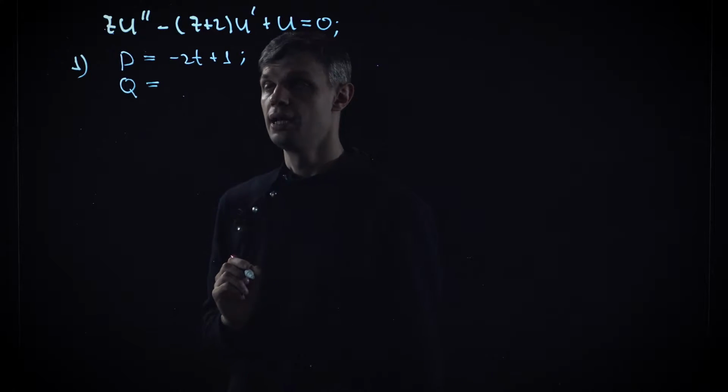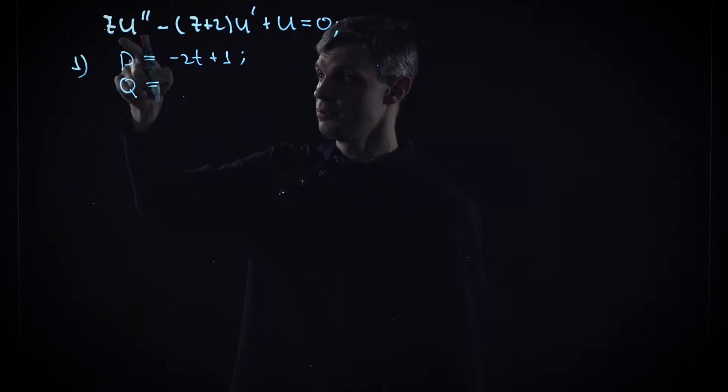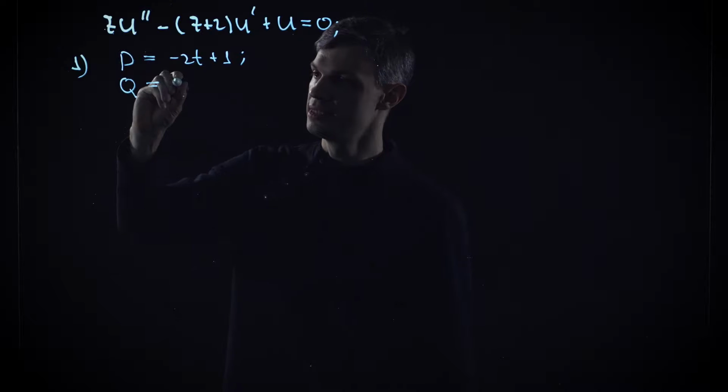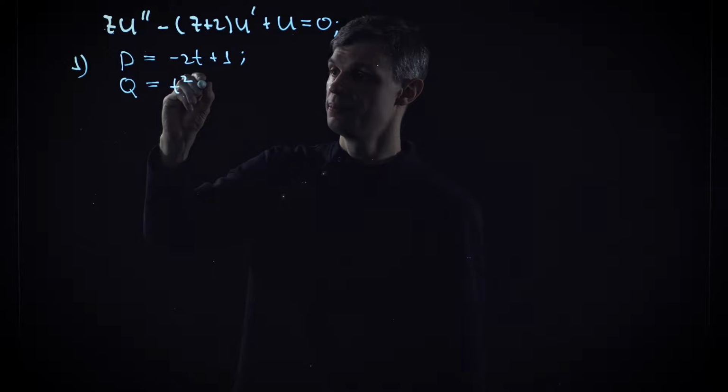Now the q polynomial. It is composed of the coefficients which contain z. So this one, which is 1, so it's t squared. And plus this one. This coefficient is -1, so it's -t.